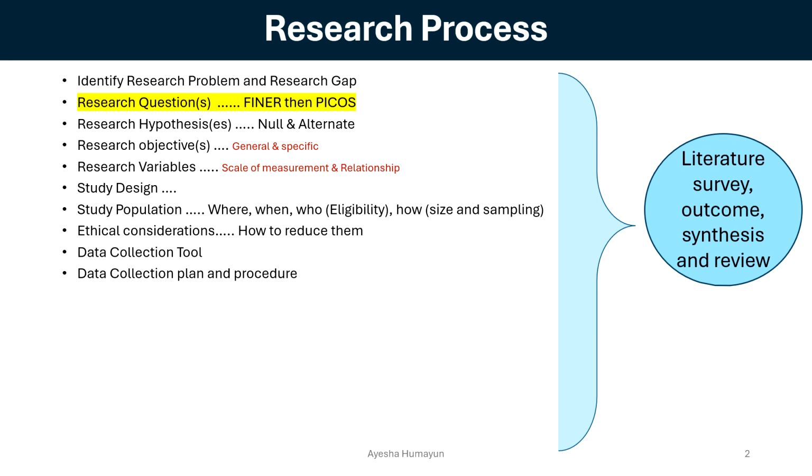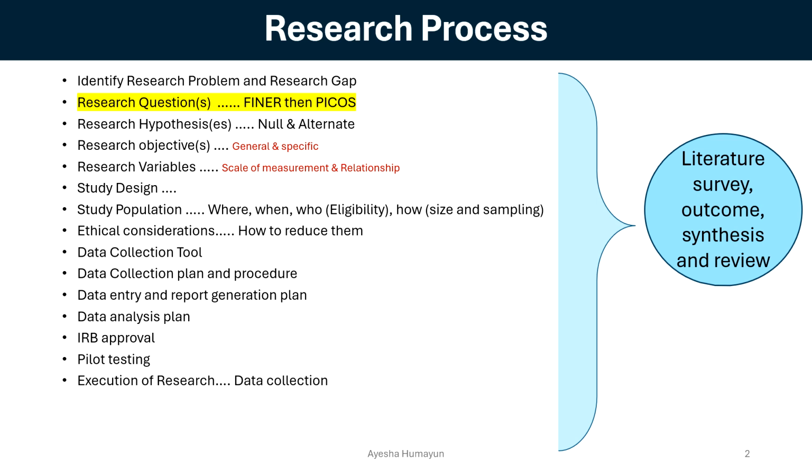Then comes the data collection plan and the procedure, and then we decide how the data will be entered. We have to plan for the data coding, and then the report generation plan, what kind of analysis we are going to get out of this research. Then there is the IRB approval process. For IRB approval, we make the write-up and then submit it. In case we have a pilot testing option available, we can have it before or after IRB approval, and based on the analysis, we can modify our questionnaire.